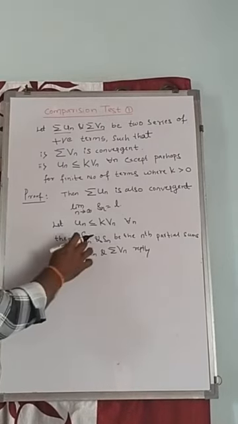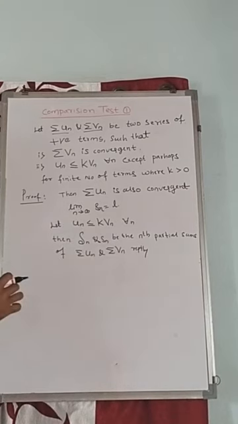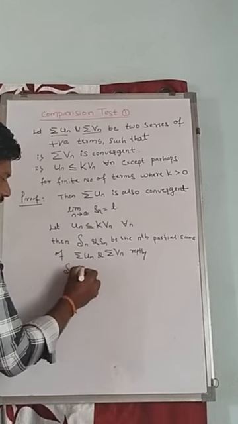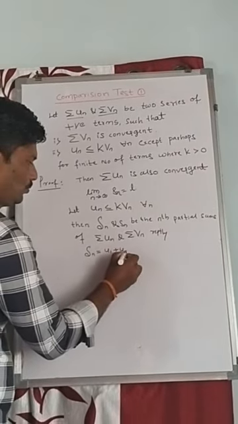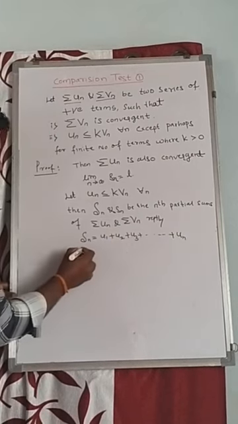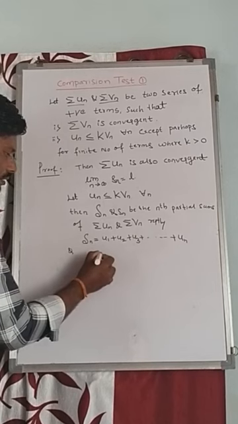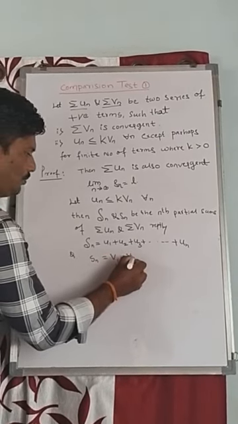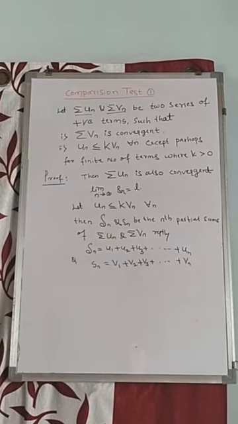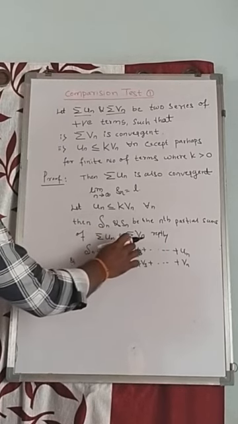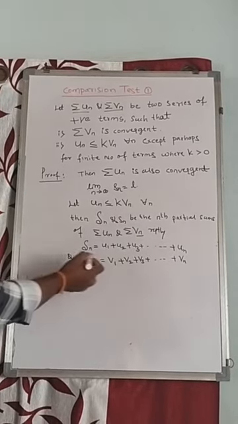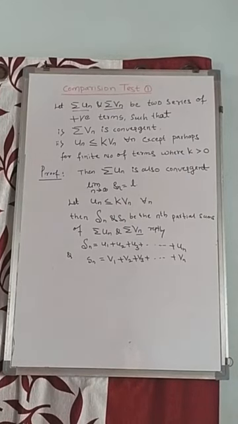Respectively means capital Sn is the nth partial sum of un, and small sn is the nth partial sum of vn. Capital Sn equals u1 plus u2 plus u3 plus so on plus un, and small sn equals v1 plus v2 plus v3 plus so on up to the nth term vn.